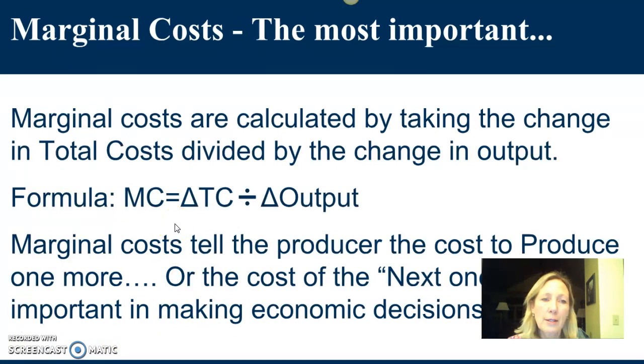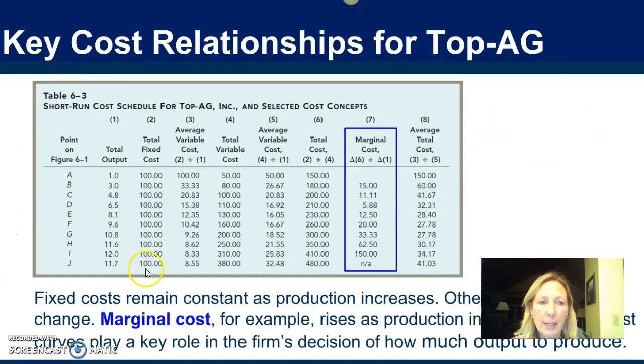Marginal costs are the most confusing, but marginal costs are calculated by taking the change in total cost, that implies subtraction, divided by the change in output. So marginal cost equals the change in total cost divided by the change in output. Marginal costs tell the producer the cost to produce one more, or the cost of the next one. Very important in making economic decisions.